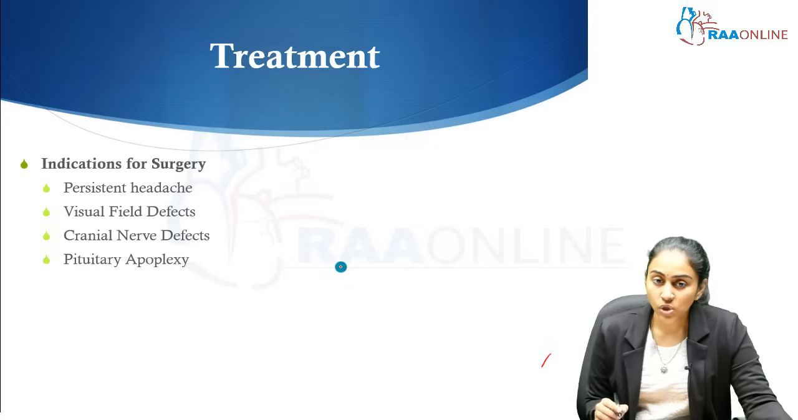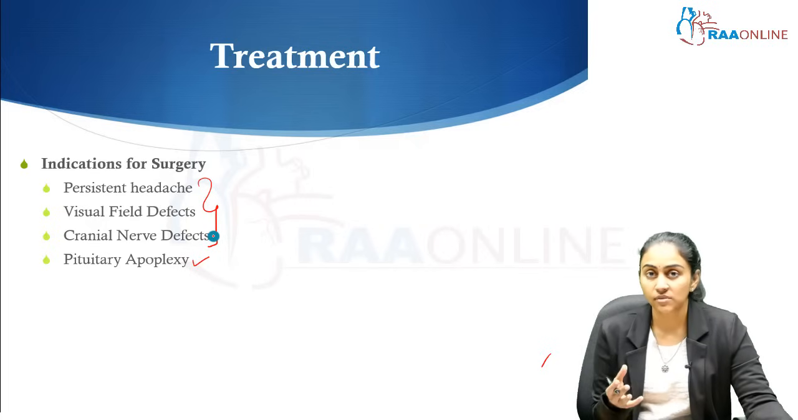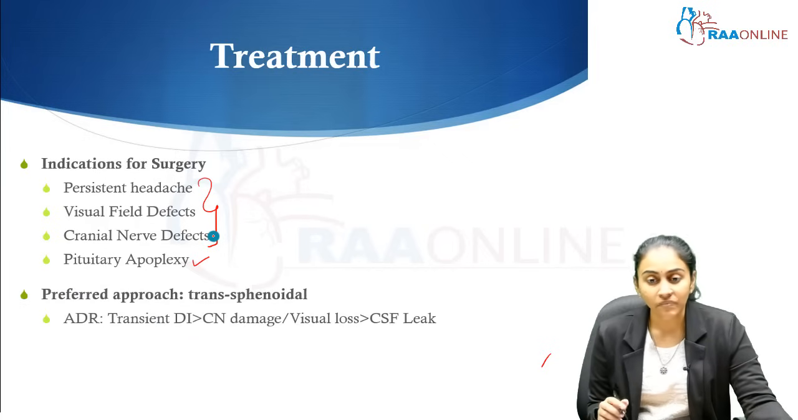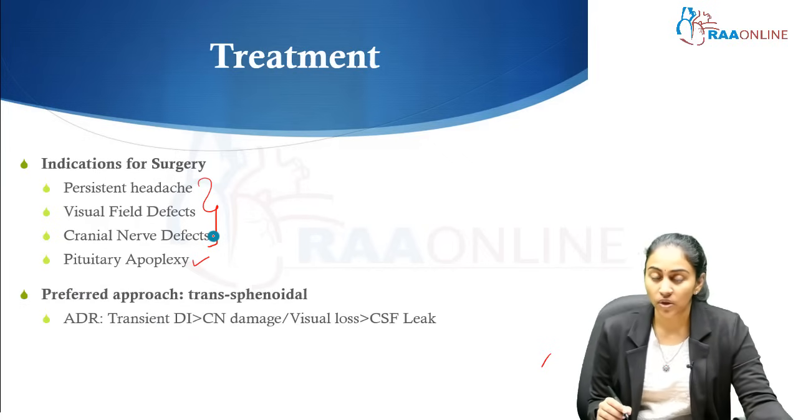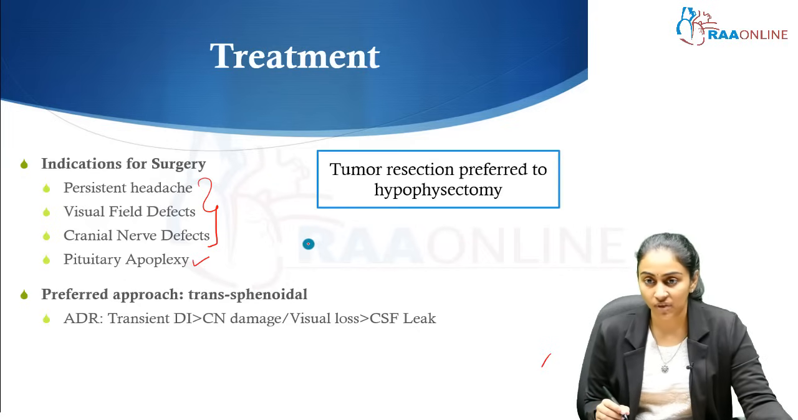Now, what are the indications for surgery? So, either pituitary apoplexy, which is an endocrine emergency, or features of mass effect. When I say mass effect, either in the form of visual field defects or cranial nerve defects or persistent headache. These are the indications for surgery. And the preferred approach is transsphenoidal. The most common side effect that is seen is transient diabetes insipidus. That also occurs only in as little as 20% of the individuals. Other less common side effects include cranial nerve damage, vision loss and CSF leak.